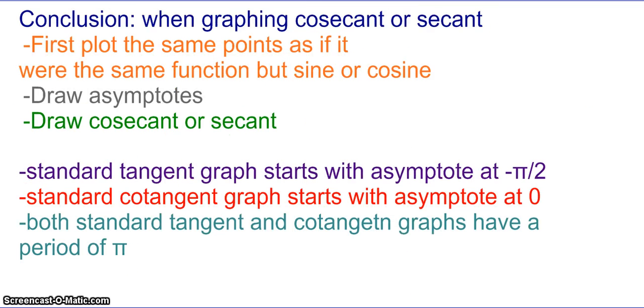Alright, so here's our conclusion. Trying to just refresh or summarize how to graph cosecant, secant, tangent, and cotangent.